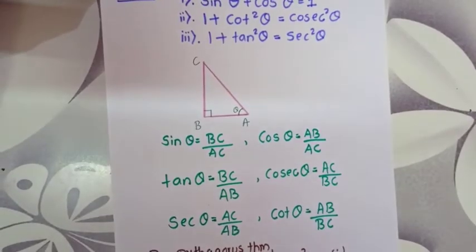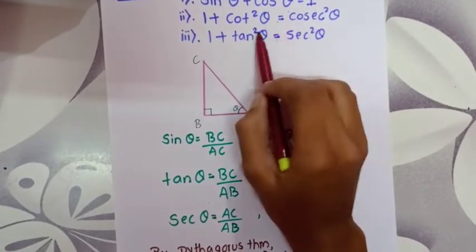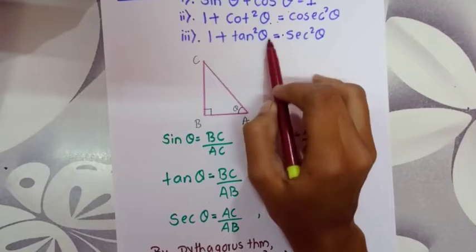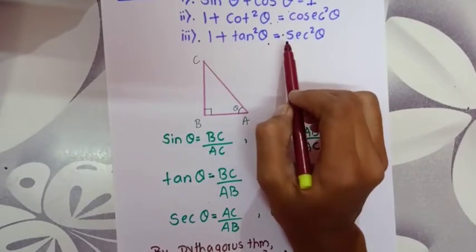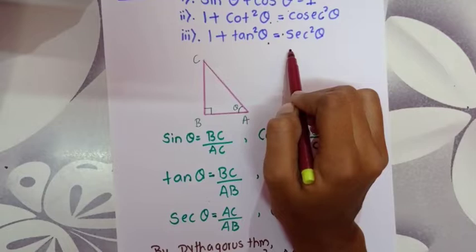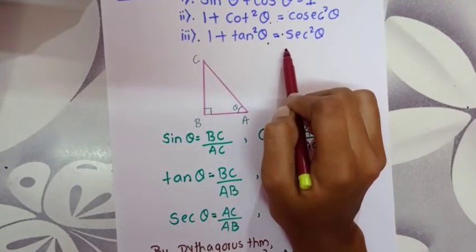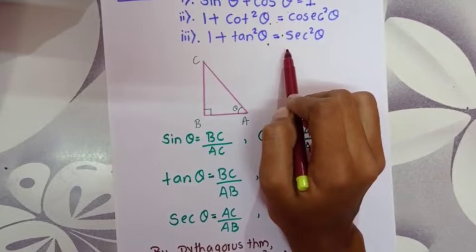In this video, we are going to prove some of the fundamental identities in the trigonometry. These three are the fundamental identities in the trigonometry which are going to help us to solve many equations and to prove many equations.